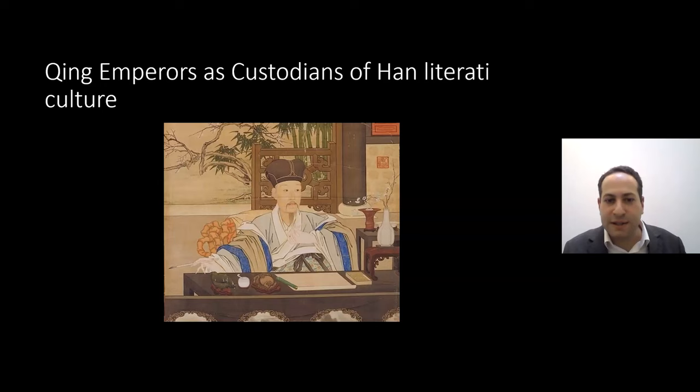And hence also the commission of a guqin. The guqin, the musical instrument, is one of the four arts of the scholar, along with painting and calligraphy and playing chess. He wanted to show he was part of that culture.